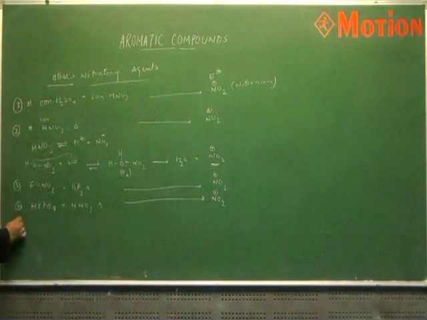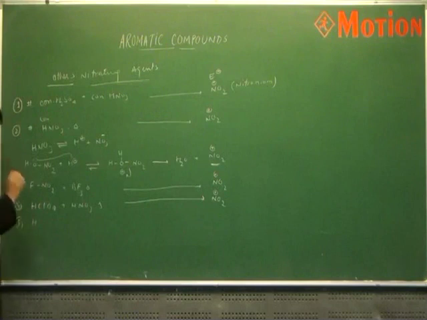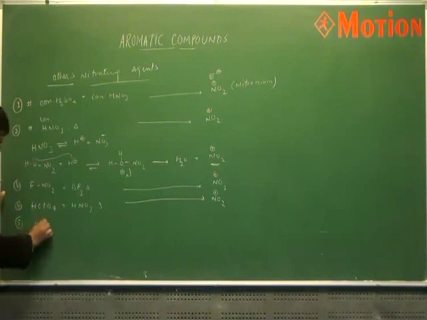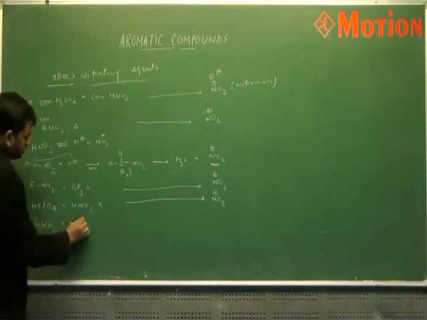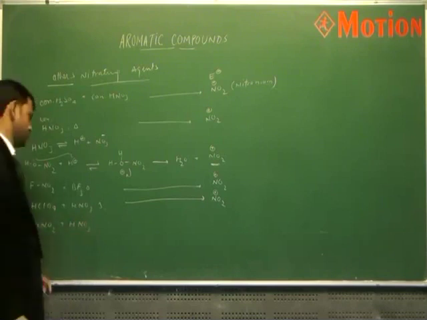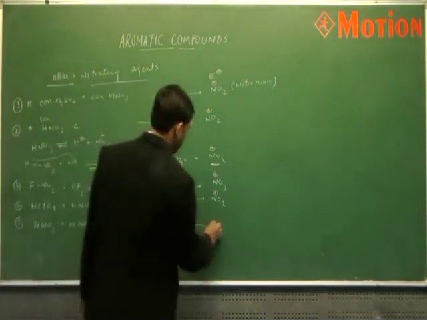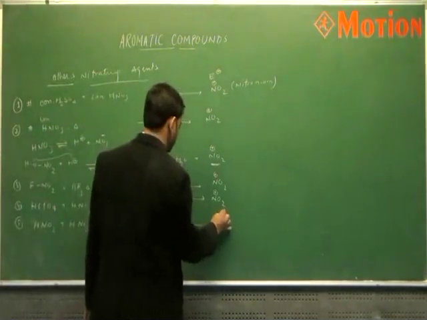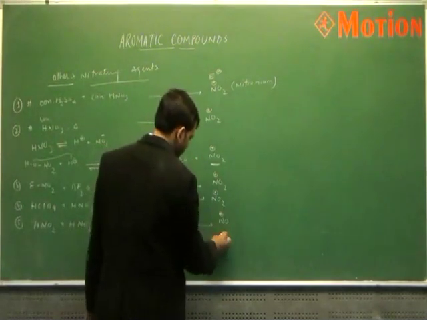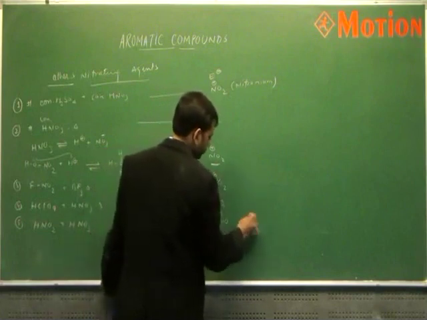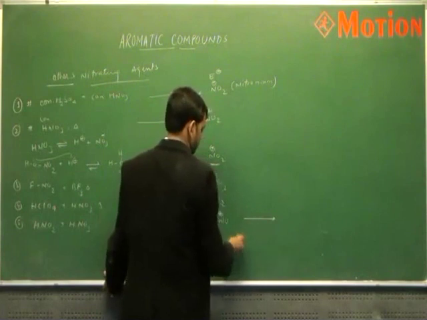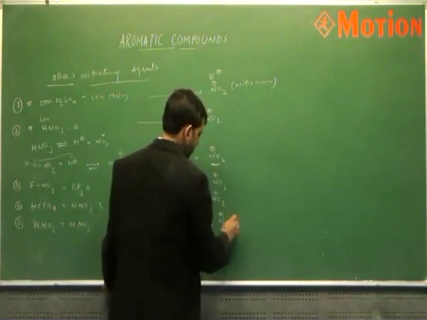Number 5, one more is HNO2 plus HNO3. It gives nitrosonium as electrophile, which oxidizes into nitronium. This is nitrosonium.